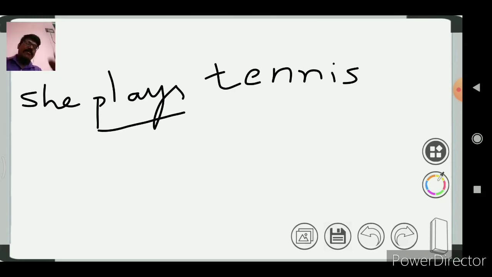Next, if it is the main verb, then is it the action word or the stative verb? Yes, it is the action word, a dynamic verb. So plays is the action word. Very good. Now one more sentence.